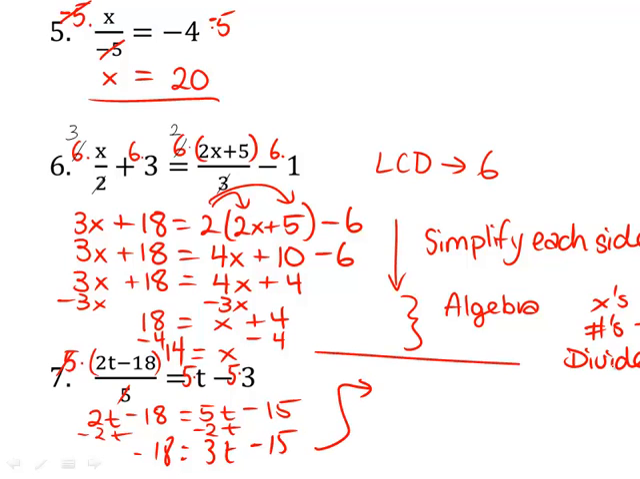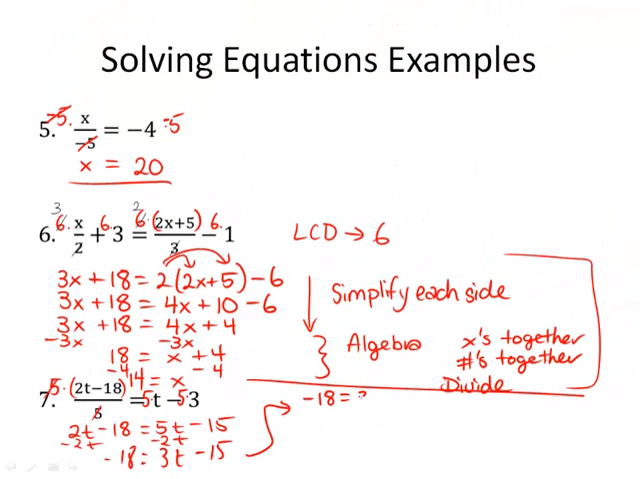Move over here. So I'll rewrite that. Negative 18 equals 3t minus 15 is where we're at. And we'd like to combine our numbers now, so let's bring the 15 over to the left, giving us 3t equals negative 3. And our final step is to divide, giving us t equals negative 1.